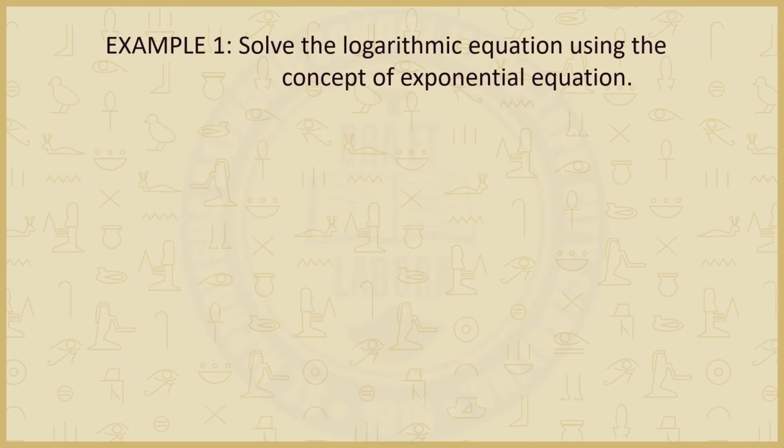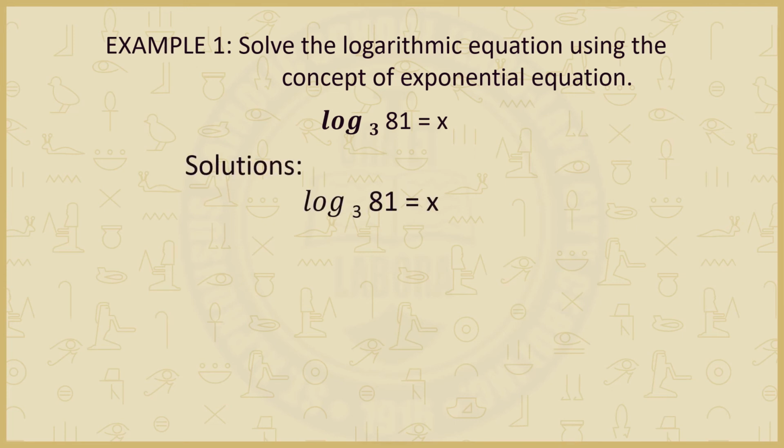Solve the logarithmic equation using the concept of exponential equation. So we have the logarithm of 81 to the base 3 equals x. Here is the solution. First, copy this given. After that, we are going to transform this logarithmic form into exponential form. So it will become 3 raised to x is equal to 81.